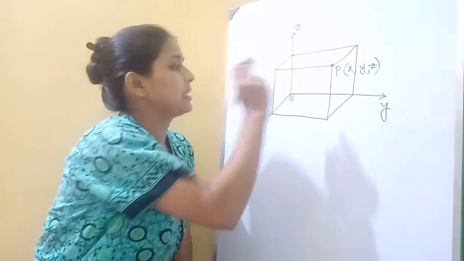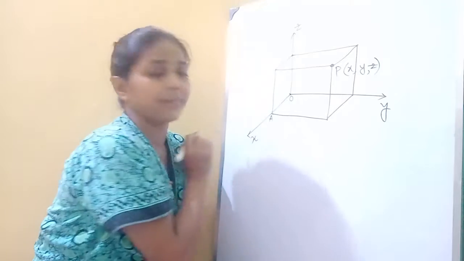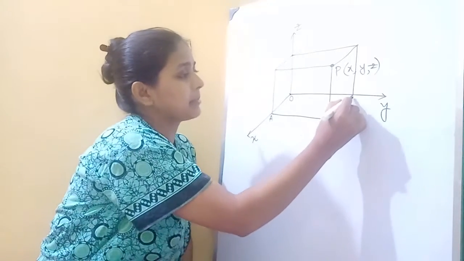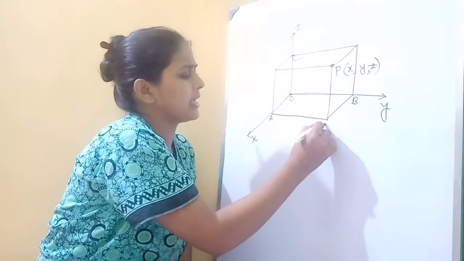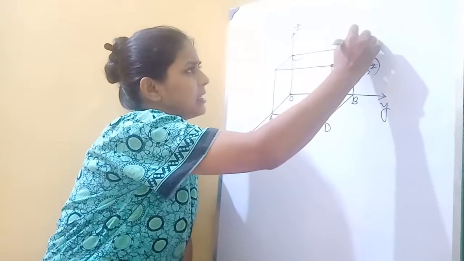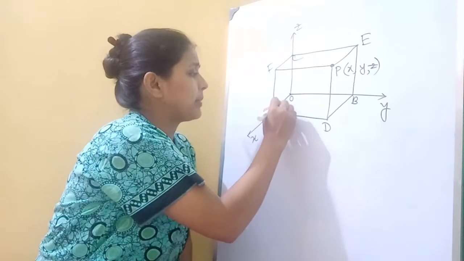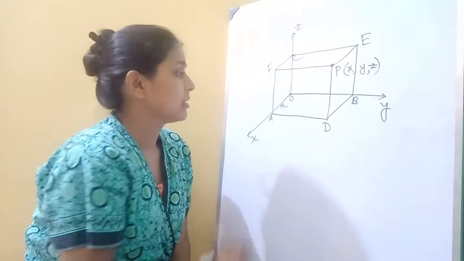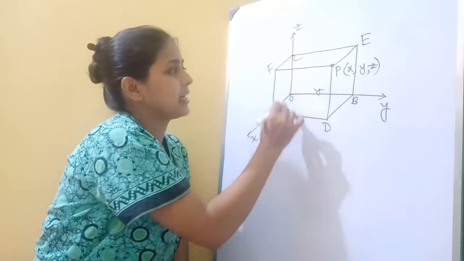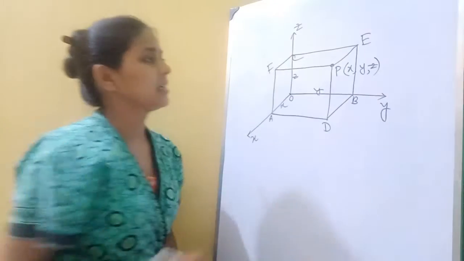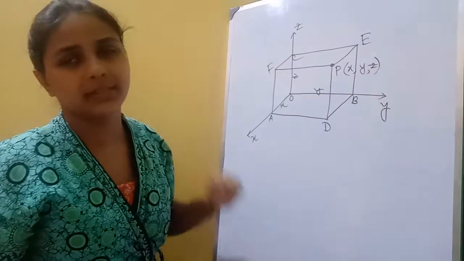What does it mean? It means from O to A, suppose this is A. This I am giving as B, this one C, and this one to P is already there. This is D, E and F. Now you all know that OA will be x, its magnitude will be x. OB will be y and OC will be z, because of this coordinate P of x, y, z.